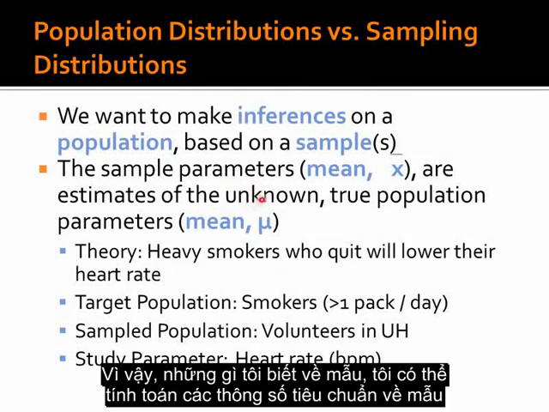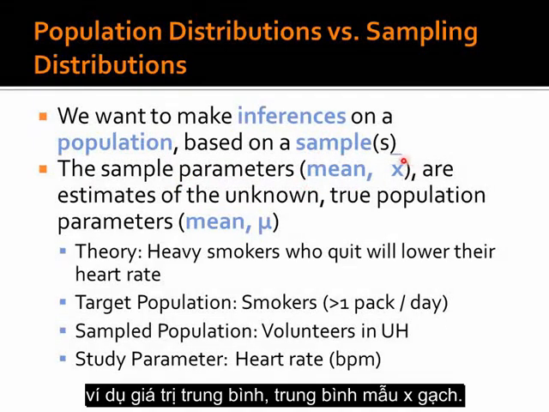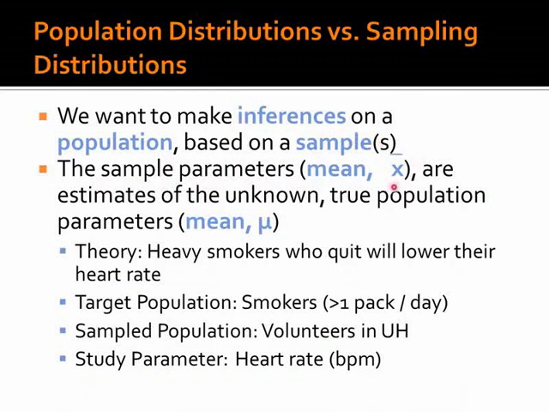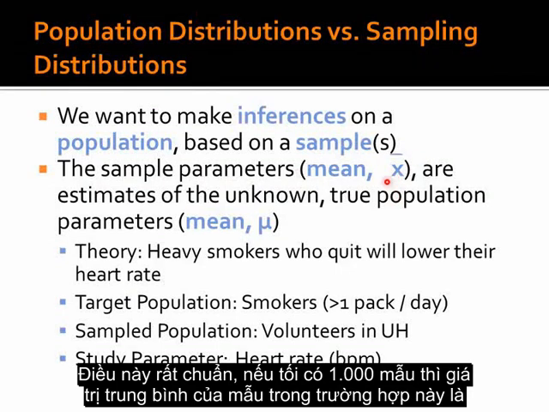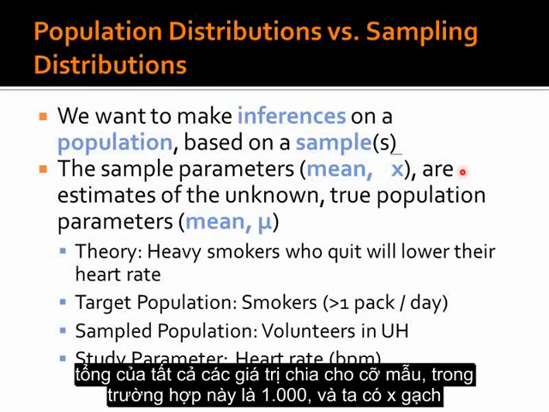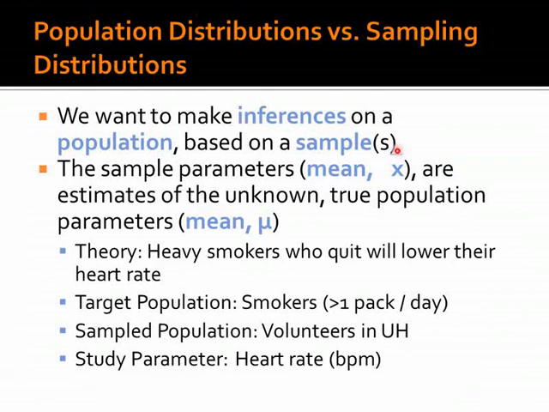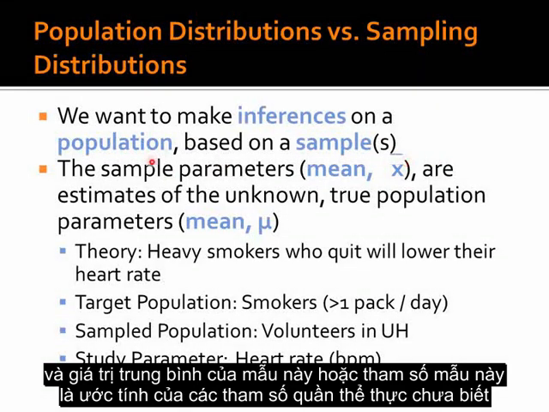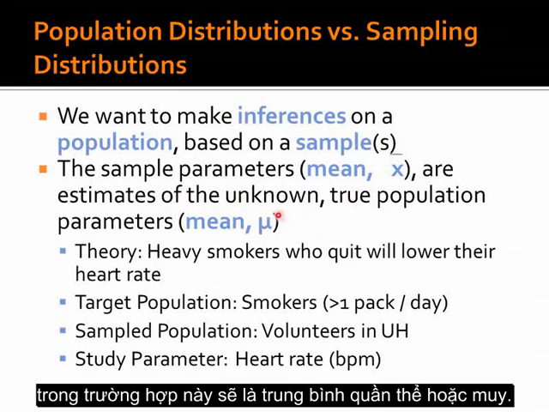So, what do I know about the sample? I can calculate standard parameters about the sample, for example, the sample mean, x bar, right? This is very standard. If I have 1,000 samples, then the sample mean in this case is the sum of all the values divided by the sample size, in this case 1,000, so that's x bar. And this sample mean, or this sample parameter, is an estimate of the unknown true population parameter, in this case the population mean, or mu, right?